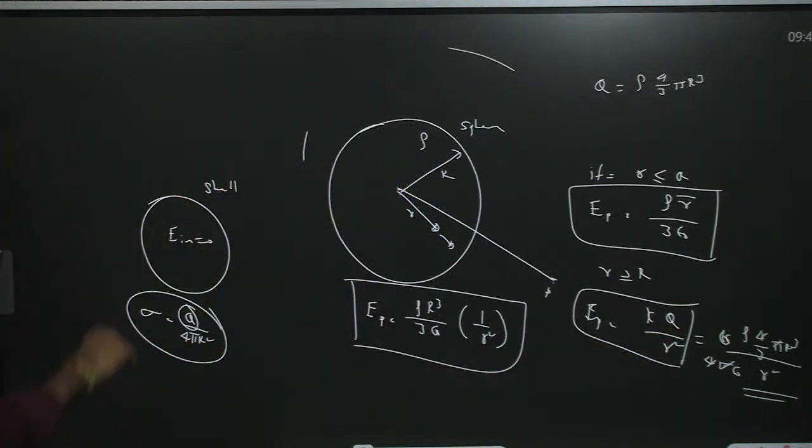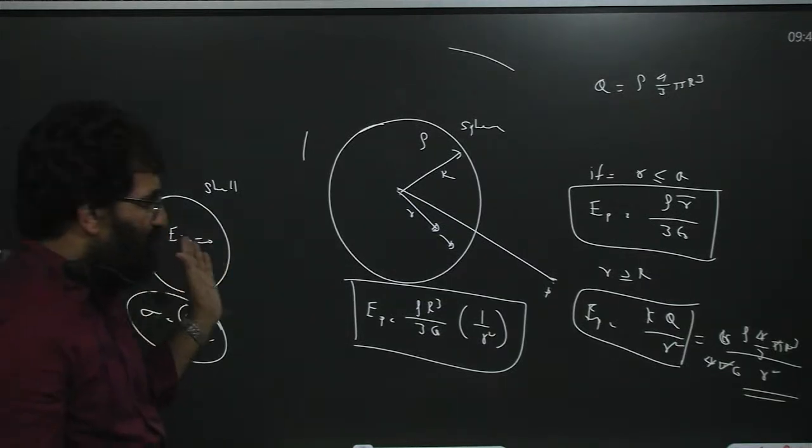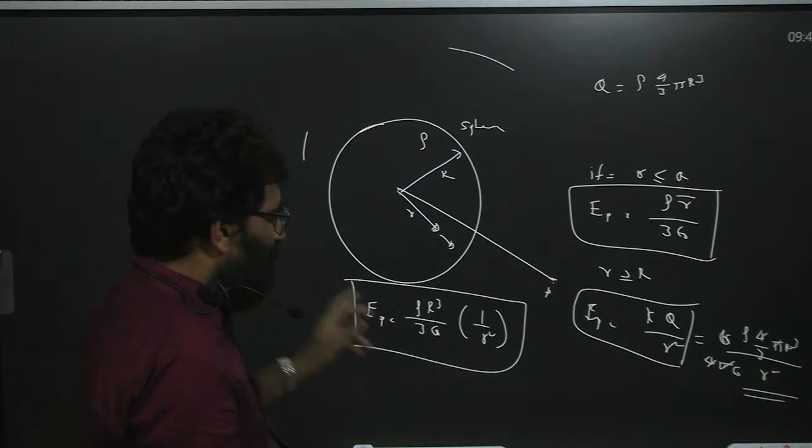So due to the shell, inside the shell the field is always 0, because there is no charge according to Gauss law. Gauss law gives 0.